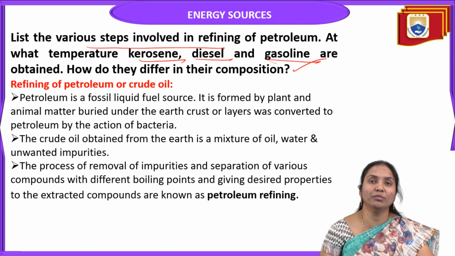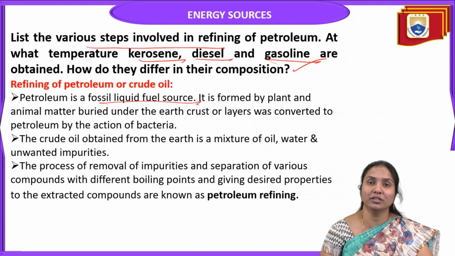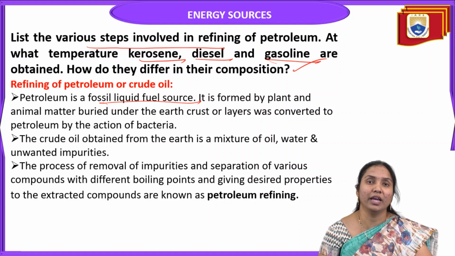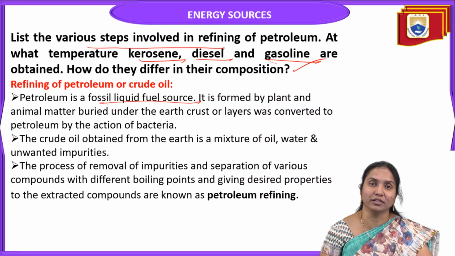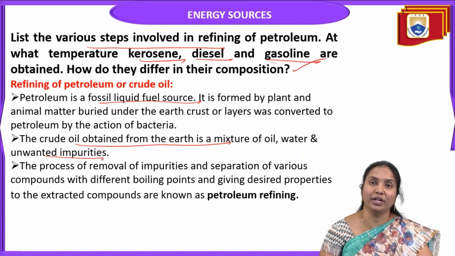Refining of petroleum, or crude oil: generally we obtain petroleum from under the earth's crust, where it is available in emulsion form. That means it contains many impurities, oils, water, etc. Petroleum is a fossil liquid fuel source, formed from plant and animal materials buried under the earth's crust over millions of years, usually in the absence of air, then converted to fossil fuels. The crude oil obtained from the earth's crust is a mixture of oil, water and unwanted impurities.